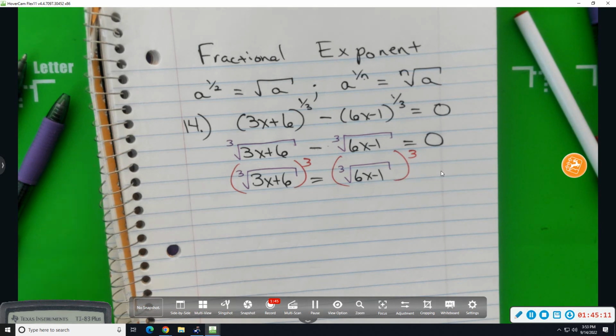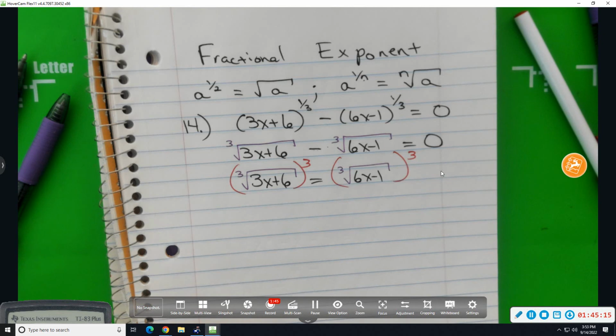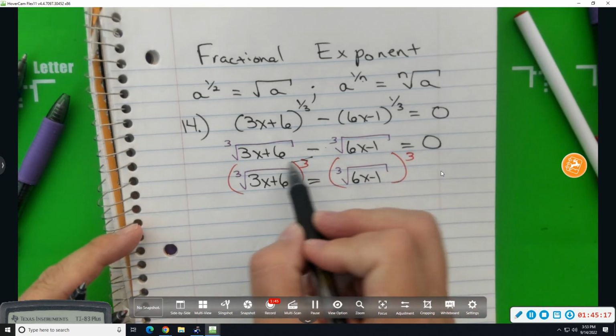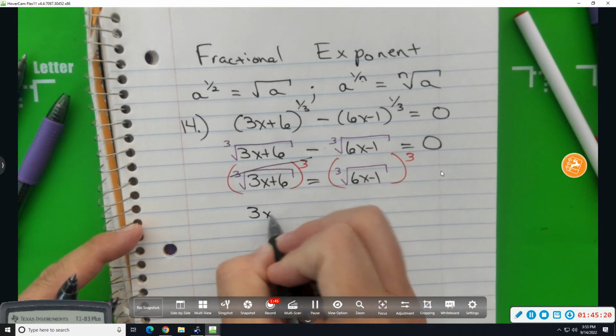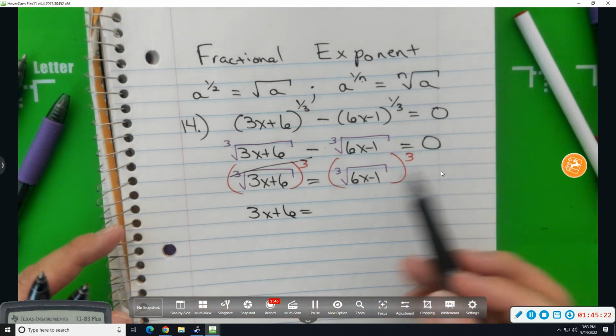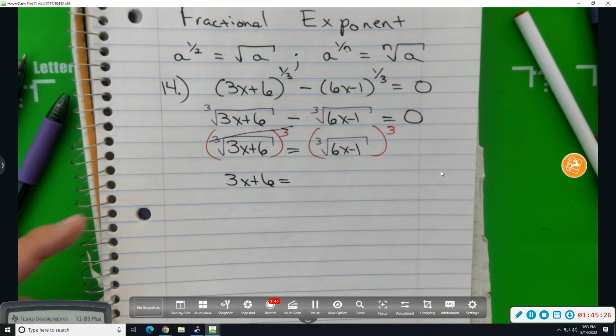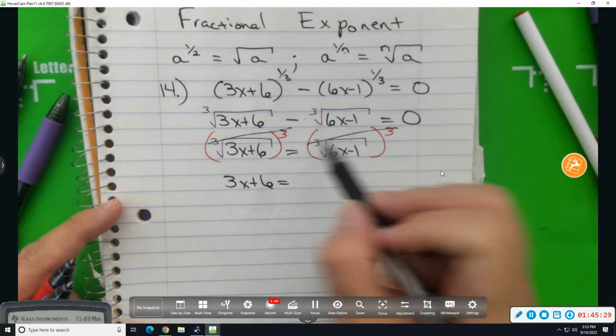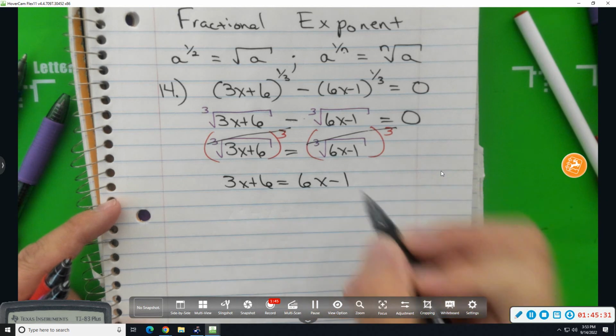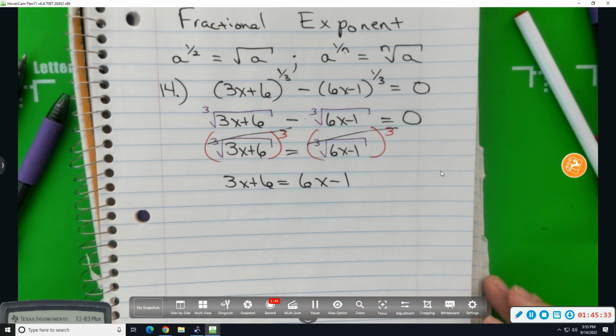And what happens with the cube and the cube root? They cancel out, okay. To give me just 3x plus 6 equals, y'all tell me what we have over here on the right. Okay, the 6x minus 1. And linear or quadratic? What do we have here? Linear, there's no x squared.